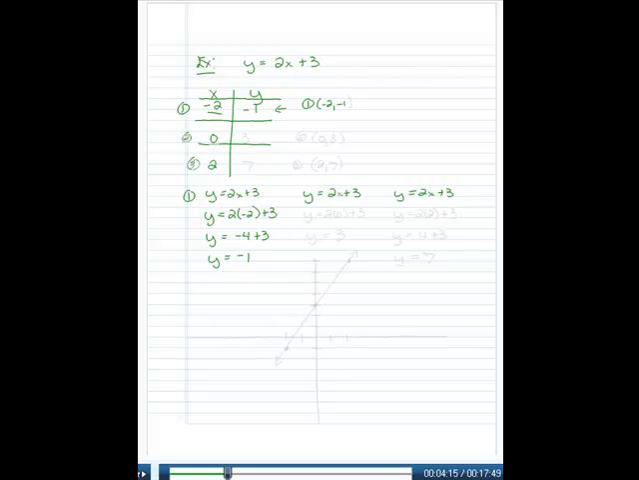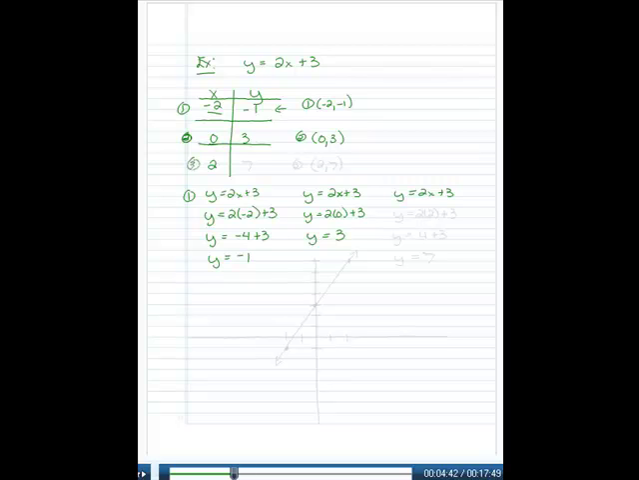Let's do the same exact equation, but with my second option. This time it says x is 0. So y equals 2 times 0 plus 3. Anything times 0 is 0, so I end up with y equals 3. So here's my second point. When x is 0, y is 3. Notice I'm writing the answers as a coordinate point after I plug them into the chart.